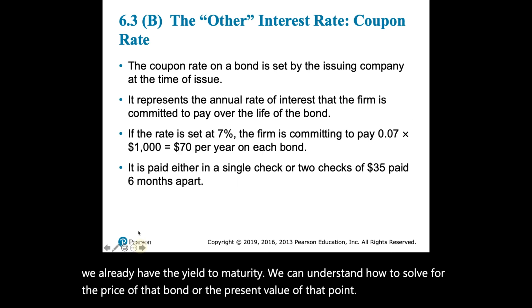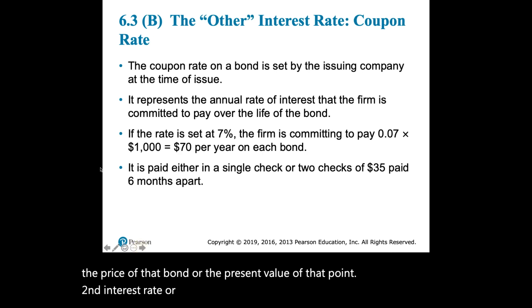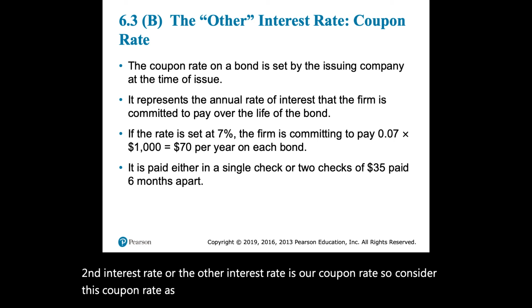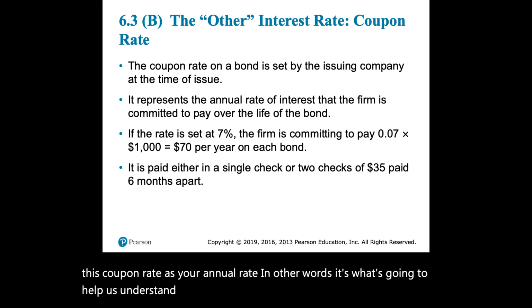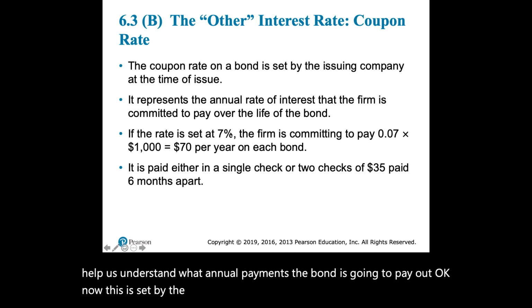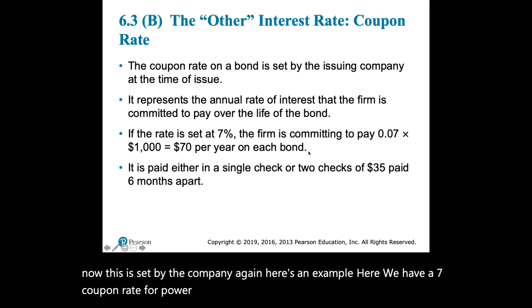The other interest rate is our coupon rate. Consider this coupon rate as your annual rate. In other words, it's what's going to help us understand what annual payments the bond is going to pay out. Now, this is set by the company. Here's an example: we have a 7% coupon rate. If our par value is $1,000, $70 will be paid out each year on that bond.